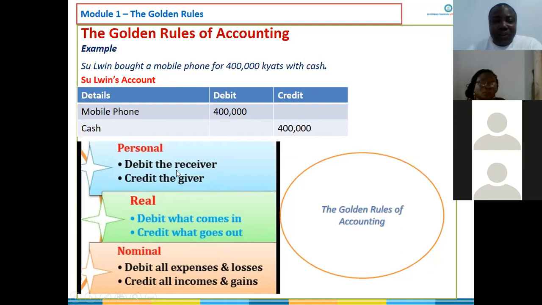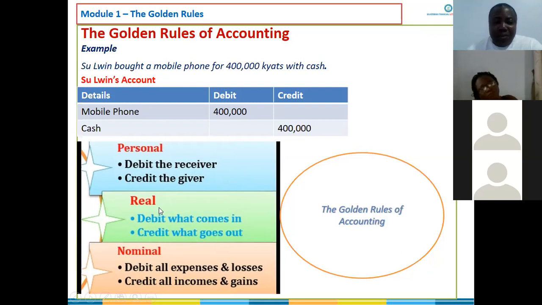The reason why it is so is because Lewin is a personal person. Let's say it's a personal account. And then the principle there is that you debit the receiver and credit the giver. Debit what? This is the receiver. The phone is receiving the money. And then credit what? The giver. The giver here is the cash that is giving out the money, because it is the personal account. So the first golden rule is that you debit the receiver and credit the giver when it comes to personal accounts.